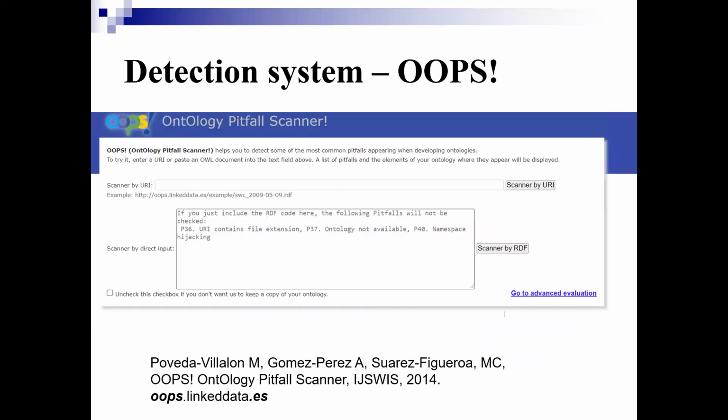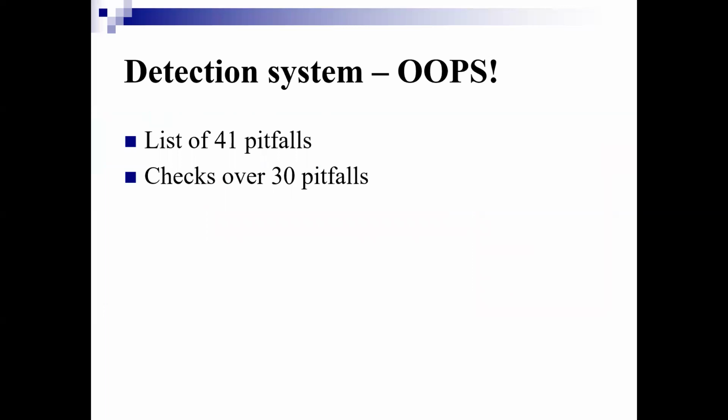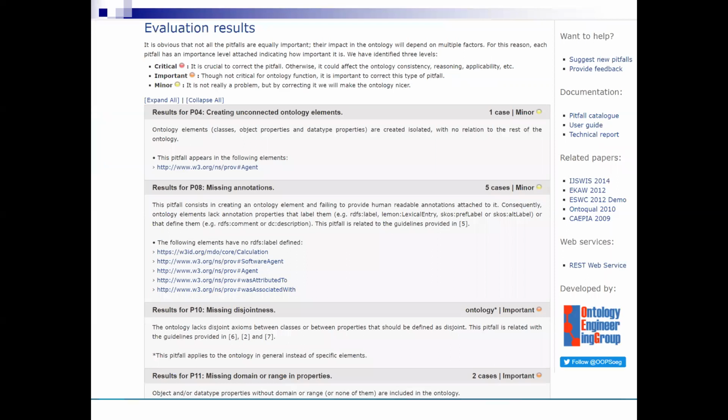A system that I could recommend to use for detecting these kinds of problems is OOPS. You can upload your ontology to OOPS and it will give you back a report. So it has a list of 41 pitfalls, as they call them, which are possible defects. And the system automatically checks over 30 of those. And here's an example of a report that it could give back to you. It's from an ontology that we created earlier.